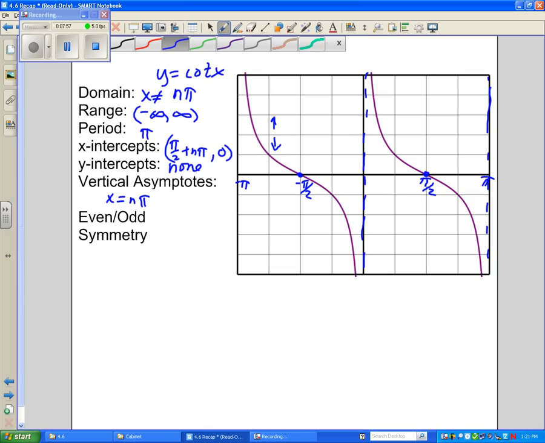And we're looking for even and odd. If I were to reflect this value across the y-axis and then across the x-axis, I would end up back where I am from the beginning. So this is an odd function, which means the origin is the symmetry.